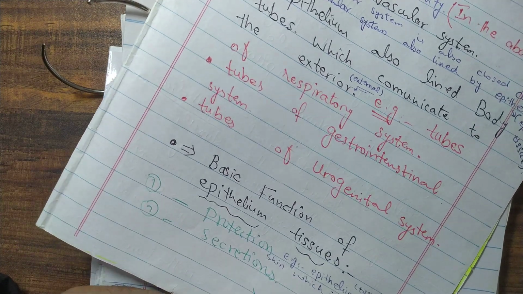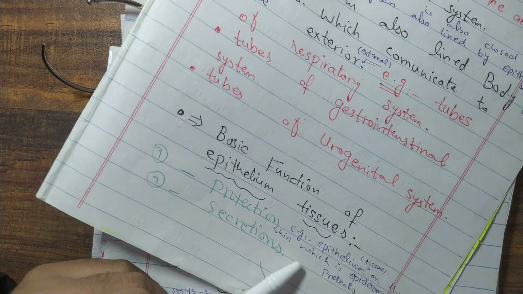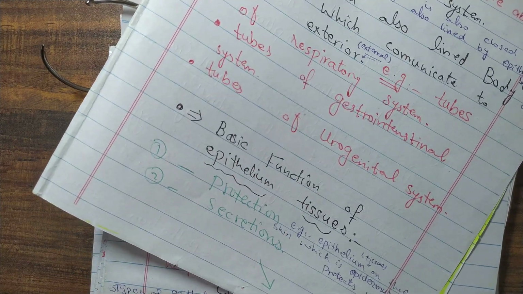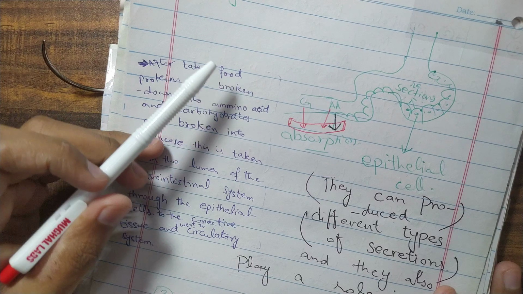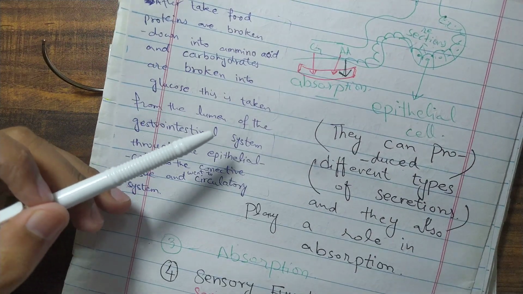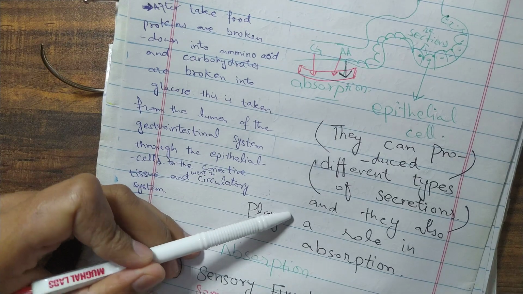For example, the epithelial tissue on the skin, which is the epidermis, protects you from abrasion or injury. Number two, secretion. They can produce different types of secretions and also play a role in absorption.